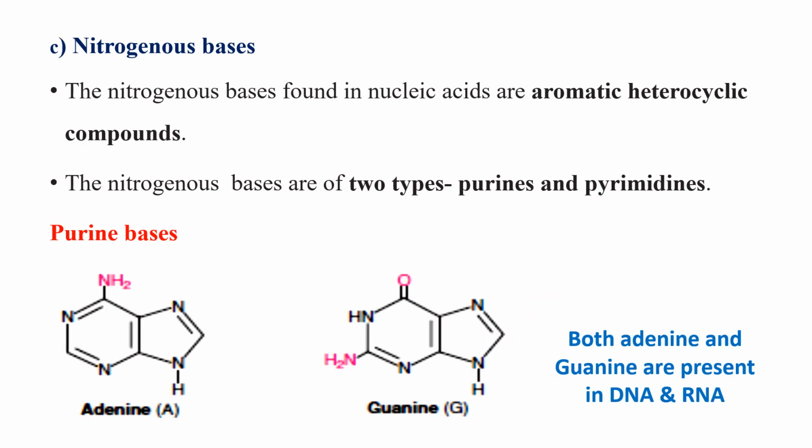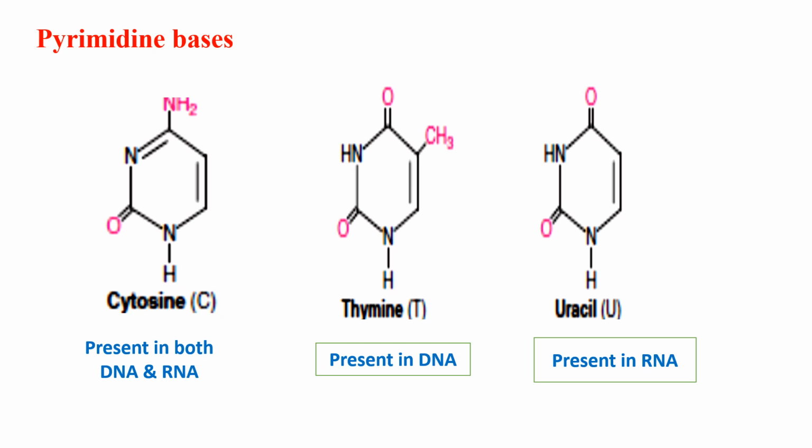Nitrogenous bases found in nucleic acid are aromatic heterocyclic compounds. The nitrogenous bases are of two types, purines and pyrimidine bases. Purine bases examples include adenine and guanine. Both adenine and guanine are present in DNA and RNA. Pyrimidine bases include cytosine, thymine, and uracil. Cytosine is present in both DNA and RNA. Thymine is present in DNA, and uracil is present in RNA.